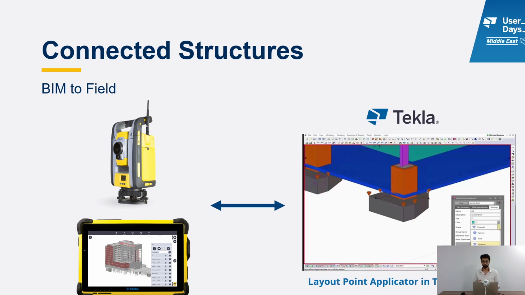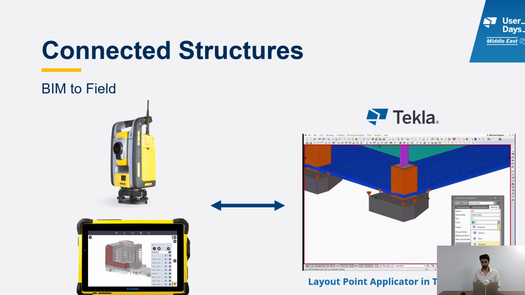So the concept is you grab the data from the Tekla Structures model and you use it in the construction in terms of positioning or laying out the points that are really needed for the erection or even for the fabrication. So we're linking the data with the robotic total station.